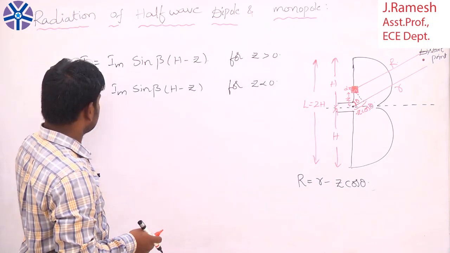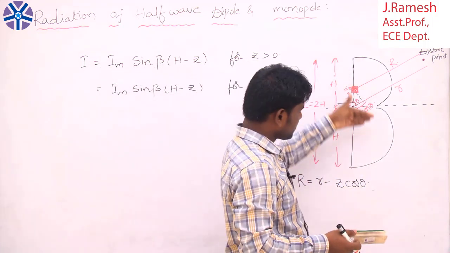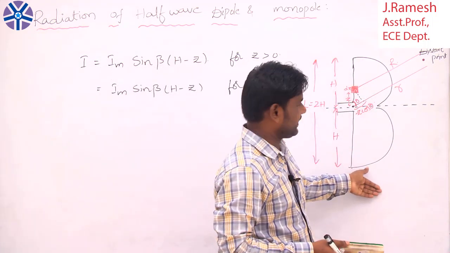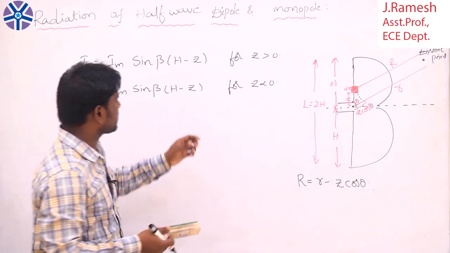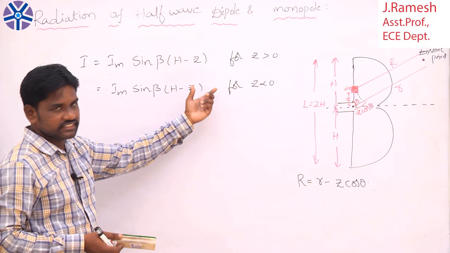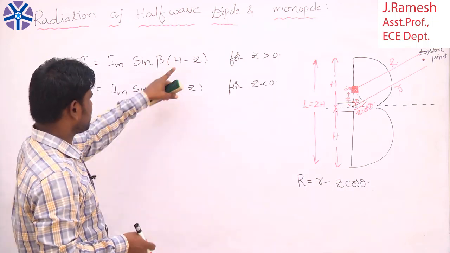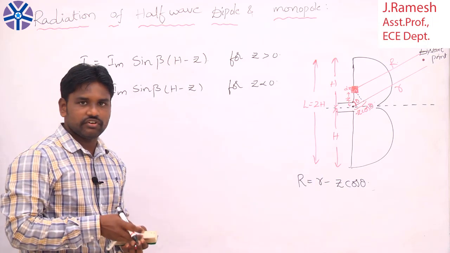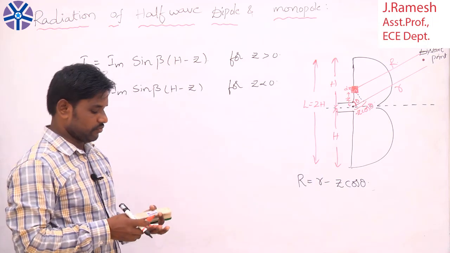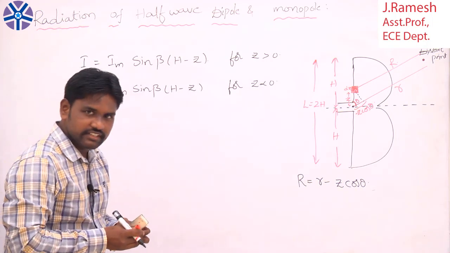So here there is a current distribution in two directions, one in the positive z direction and one in the minus z direction. That is why I am going to consider I equal to Im sin beta into (h minus z) and Im sin beta into (h plus z). You know what h is and what beta is: beta is equal to 2 pi by lambda. Good, so this is the current distribution of a sinusoidal signal.